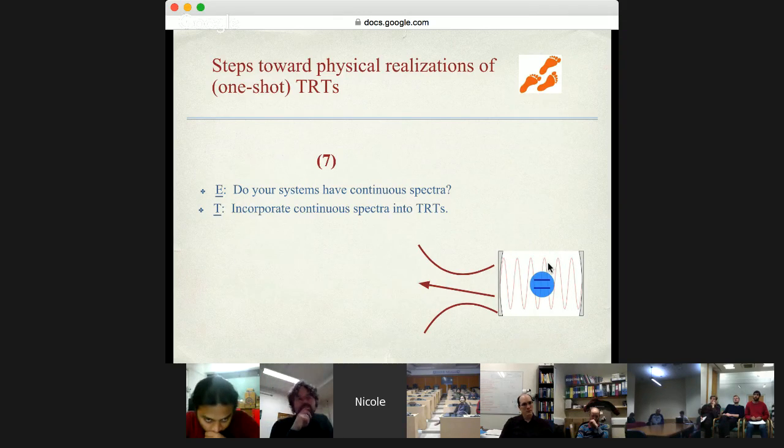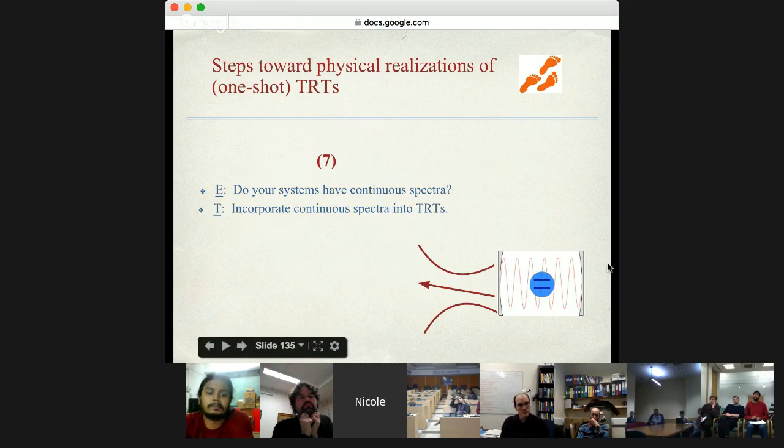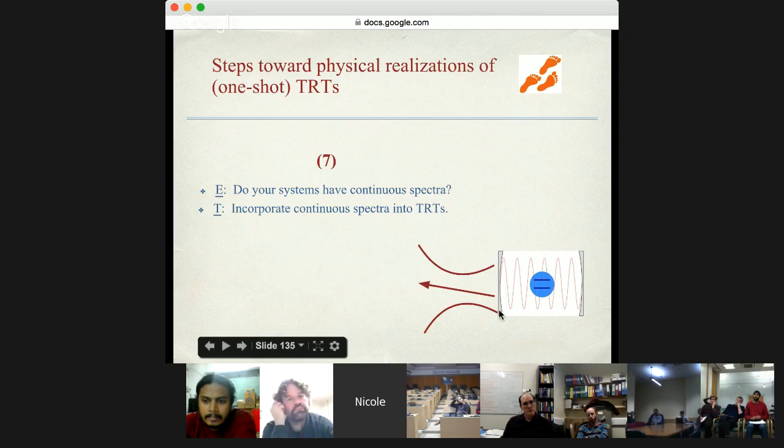One possible platform that looks somewhat promising for realizing thermodynamic resource theories is quantum optics, for example. Imagine this is some electromagnetic mode in a cavity. This is a mirror, and maybe this is a two-level system interacting with the electromagnetic mode. Suppose that this mirror is leaky. Some of the field interacts with the electromagnetic continuum in the surrounding room. Now notice I said continuum.